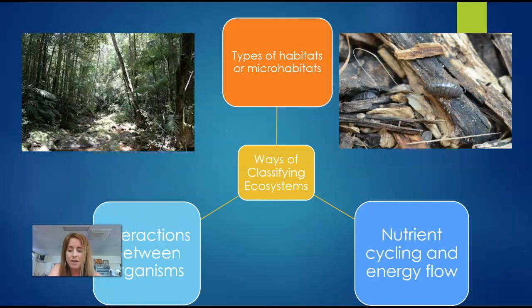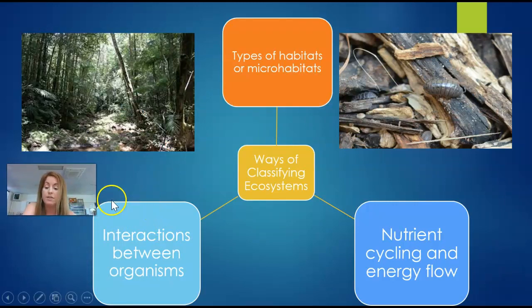So we can classify ecosystems based on their interactions. So the interactions between organisms, or how nutrients cycle in and energy flows in an ecosystem. And then probably what we do most is based on their habitats and microhabitats, we can classify ecosystems. A habitat is just a place where an organism lives.